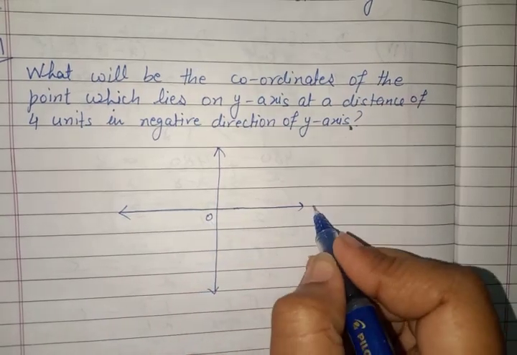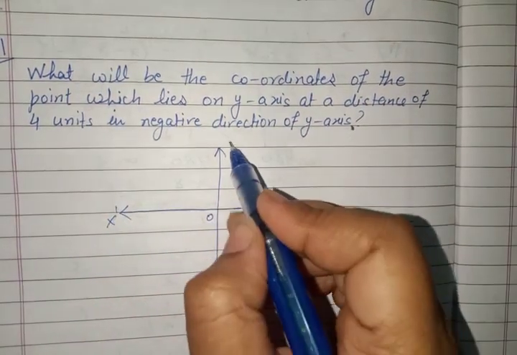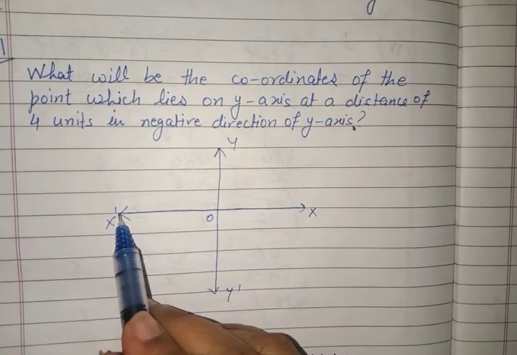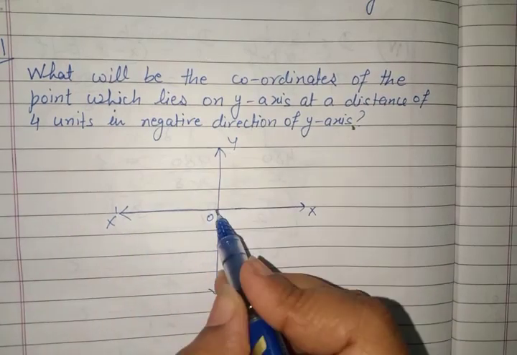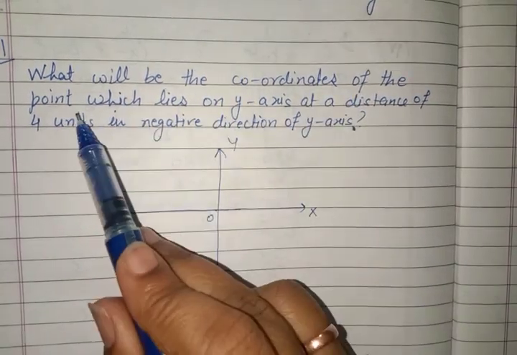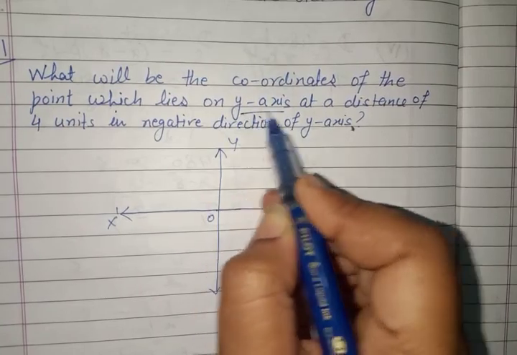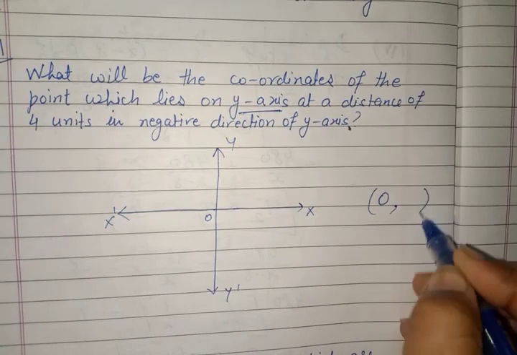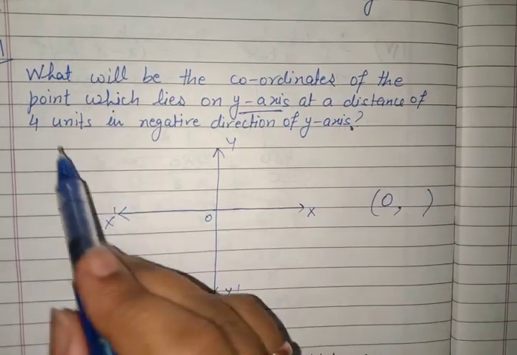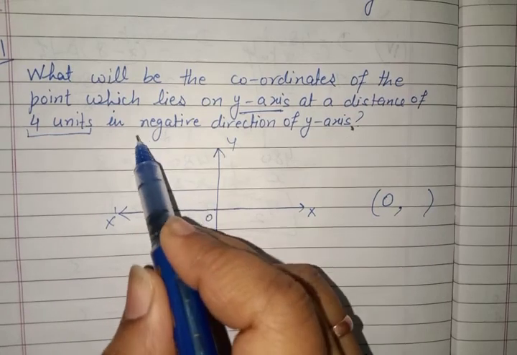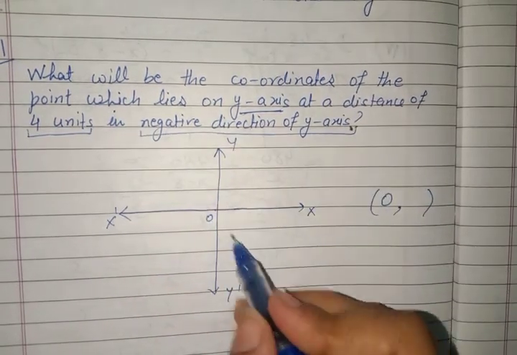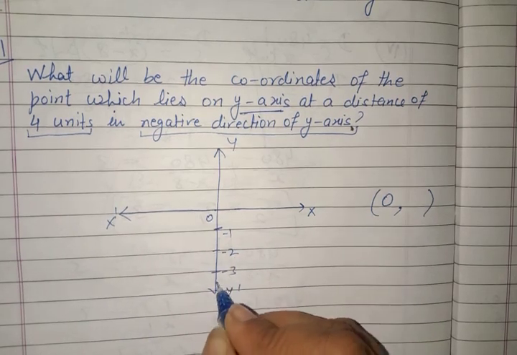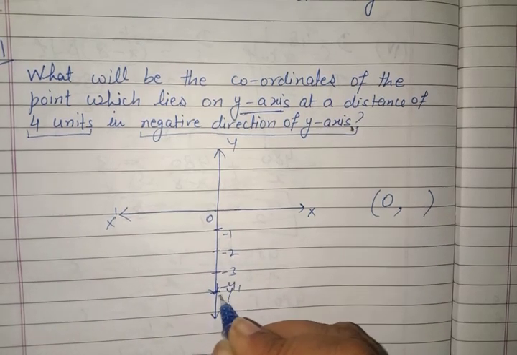This is origin, all of you know. This is x dash, y and y dash, everything you know. Dash means the negative side, and this is the negative side of x-axis where they meet. This is origin. What will be the coordinates of the point which lies on y-axis? So y-axis means x should be 0 and y we need to find at a distance of 4 units in the negative direction of y-axis. So we need to go in the negative direction of y-axis, and here we'll get our point.